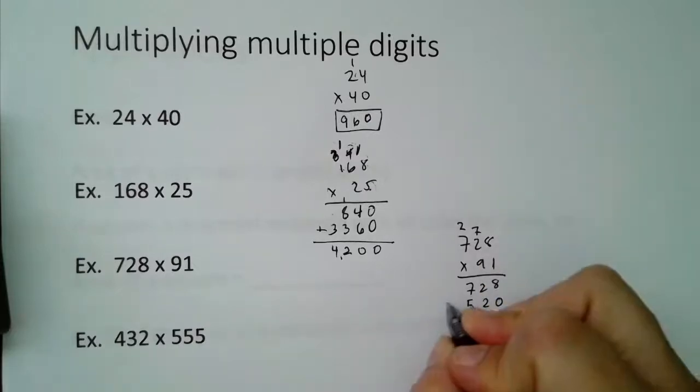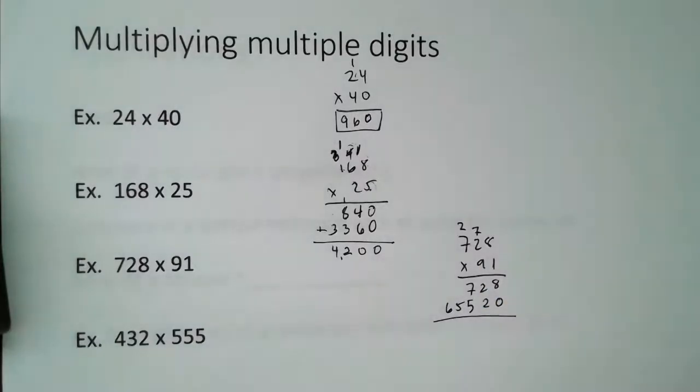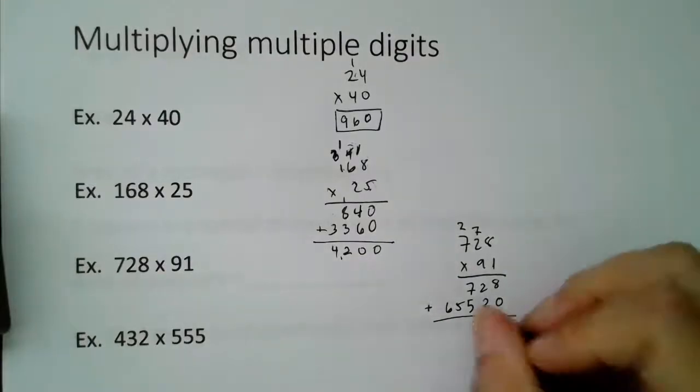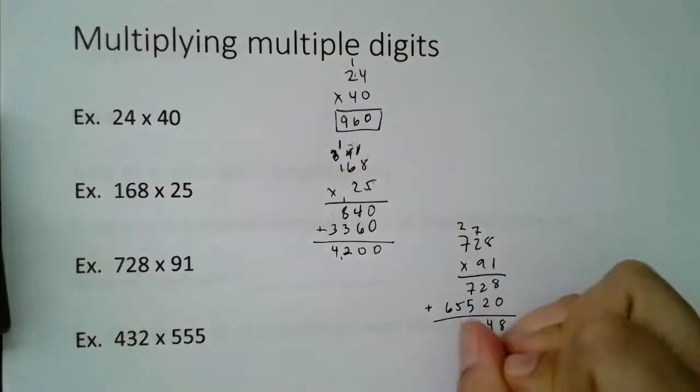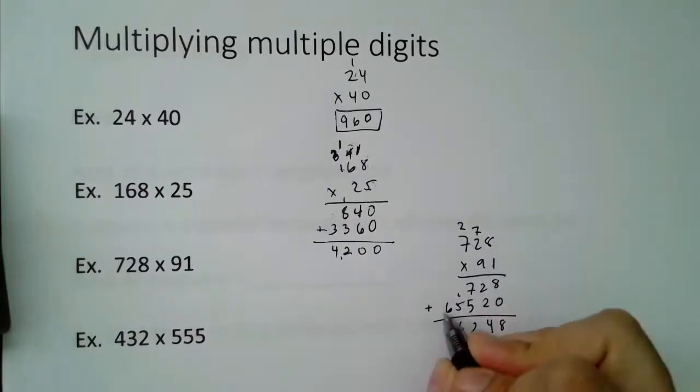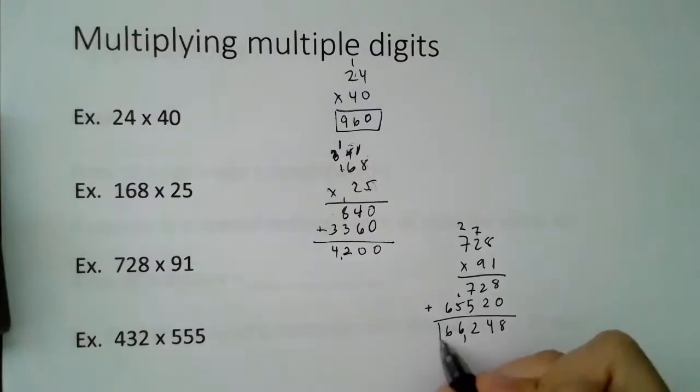So you would get 8, 4, 2, 6, carry the 1 because 7 plus 5 is 12. And then 1 plus 5 is 6, and then bring down the 6, 66,248.